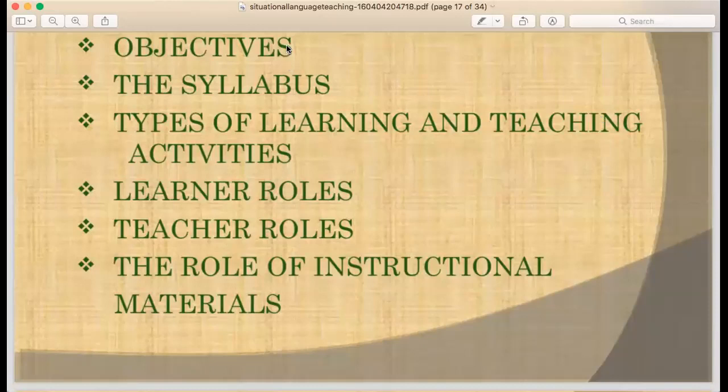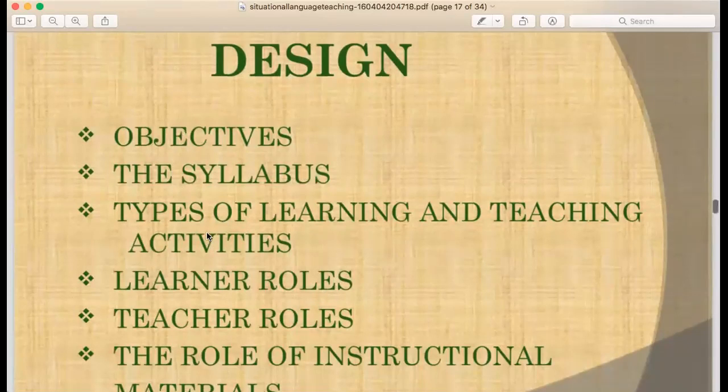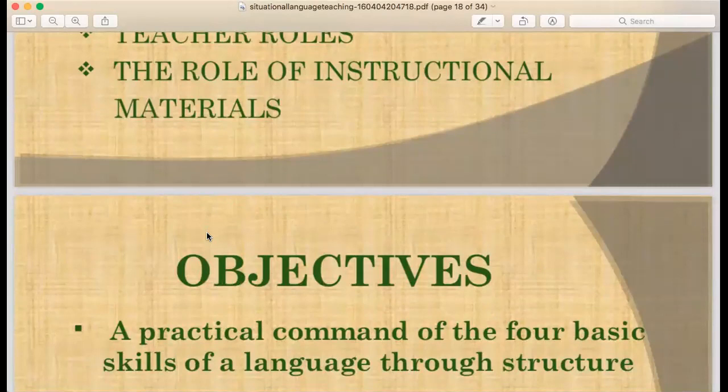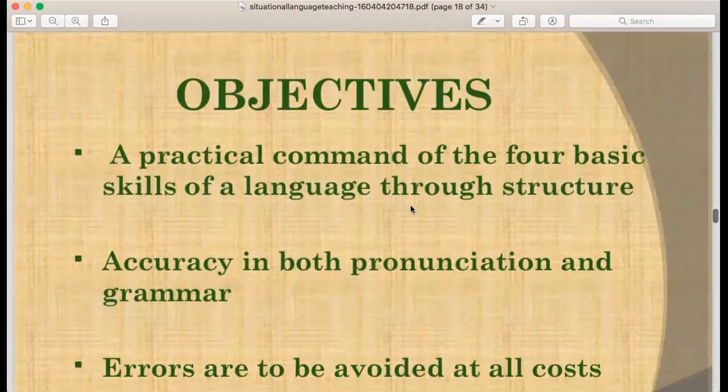Now we are going to do the design, and all of these are the constituents of a design. Whenever we are talking about a method, we talk about design, or जब हम design की बात करते हैं, we talk about all of these. We talk about material, teacher's role, student's role, its objectives, and all that. Now, I already told you that the prime objective of this oral approach or SLT is all the language skills. Okay, reading, writing, speaking, listening, all. But basically, the focus is on speaking, and all the other skills would be learned along with that, right?